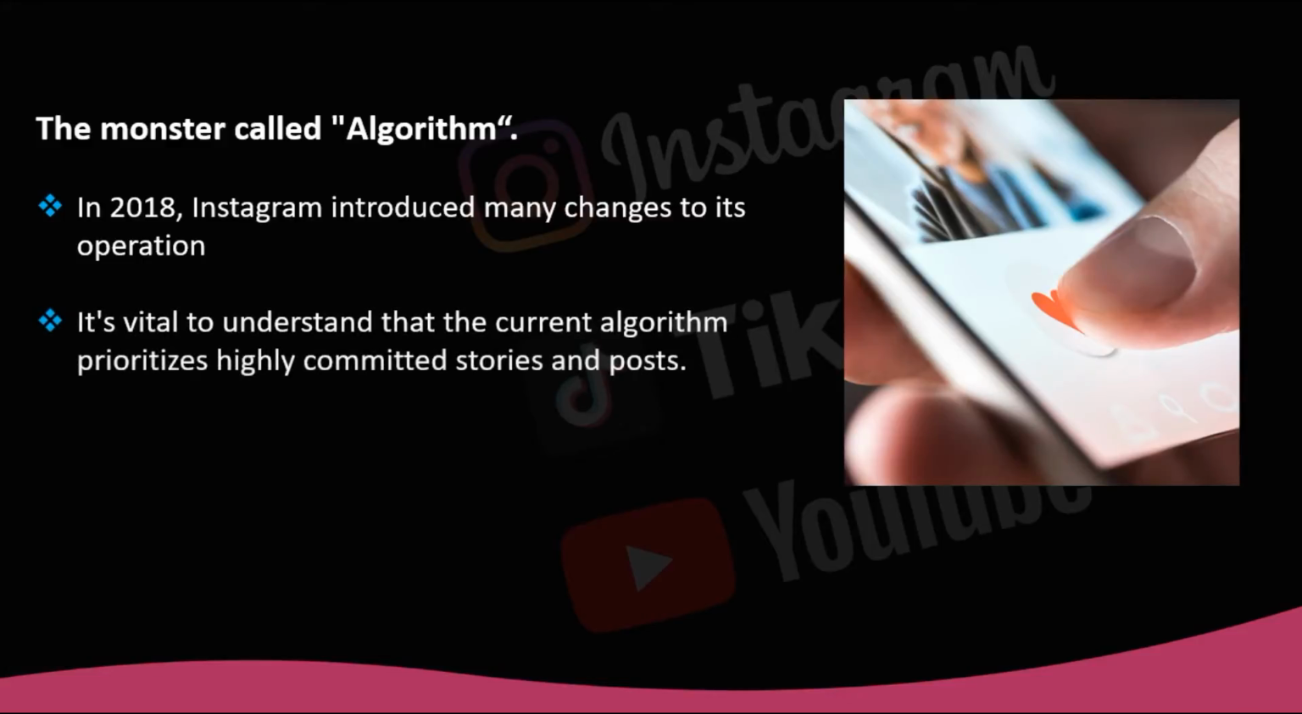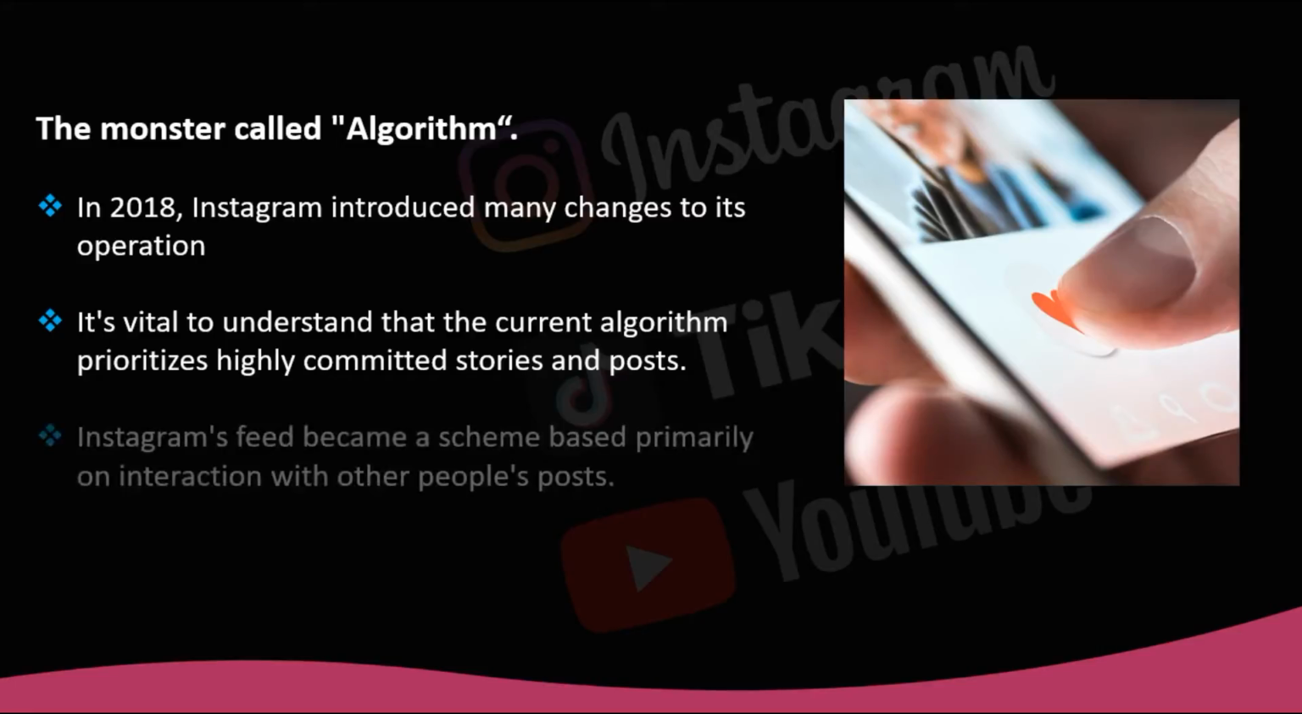It's vital to understand that the current algorithm prioritizes highly committed stories and posts. Communication by using different Instagram tools such as stories is something of value to the algorithm. For this reason, resources like Instagram Stories and Instagram TV will continue to evolve, becoming an essential aspect of your marketing strategy on Instagram.